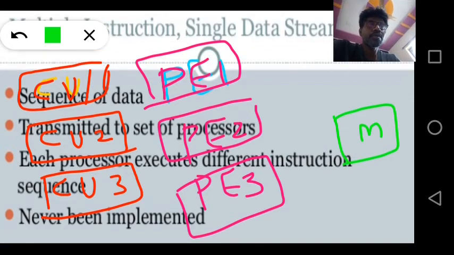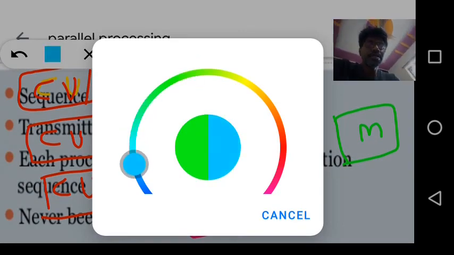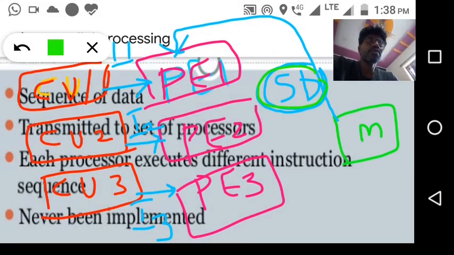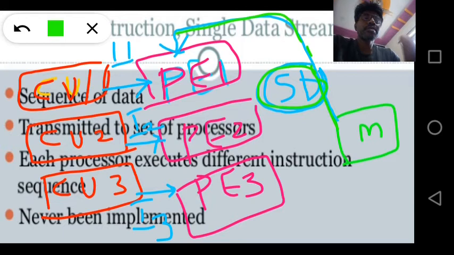So the single data is coming from memory, and the control unit sends instruction 1, control unit sends instruction 2, and this sends instruction 3. So initially processing element 1 receives single data from memory. So it goes like this.